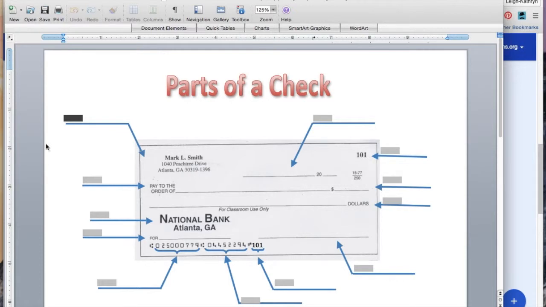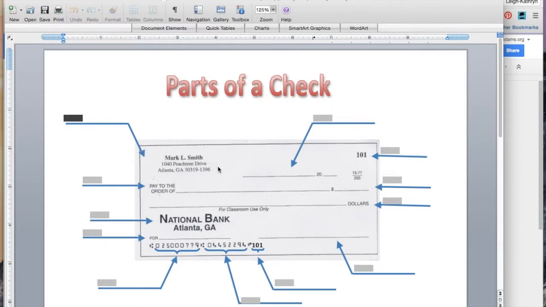All right, so this is called parts of a check. Every check from any bank has basic information that is the same. Some of the information will change, but it's still talking about the same information. Looking at this check specifically, we'll start in the upper left-hand corner, work our way down and around and up.